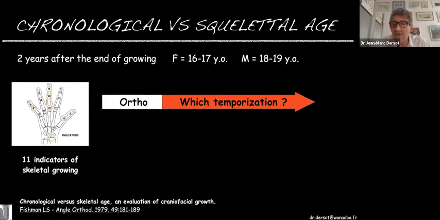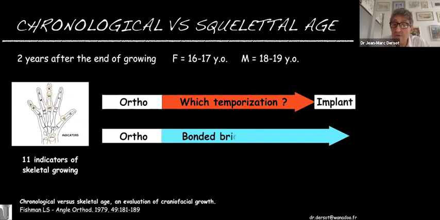So the main age of the end of an ortho treatment in France is about, let's say, 15 to 16 years old. So if you decide to insert an implant in the mouth of a young patient and you have to wait until 20 to 21 years old, what will be the best temporization? The best temporization without any negative effect on teeth, or on the periodontium of the adjacent teeth. So I think that definitely the best solution is to use a bonded bridge.